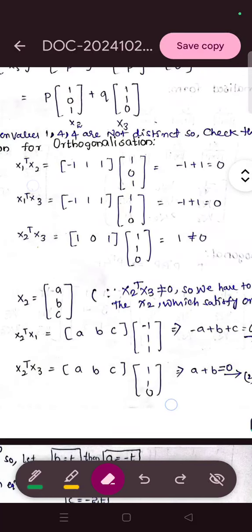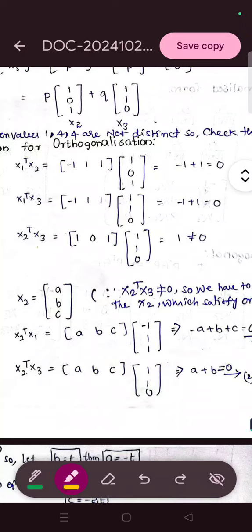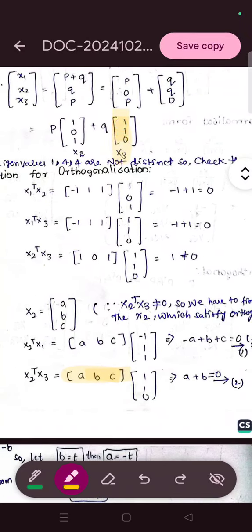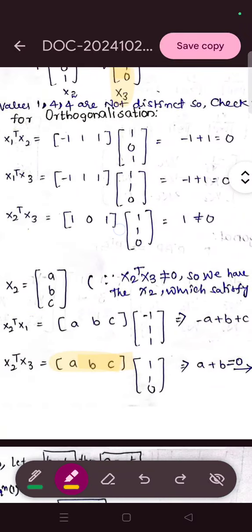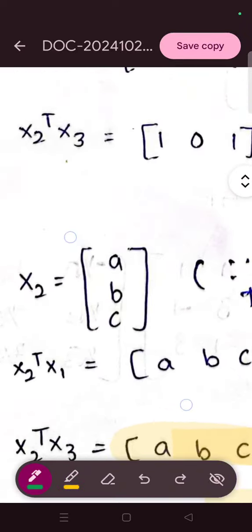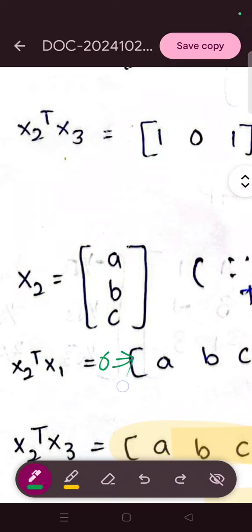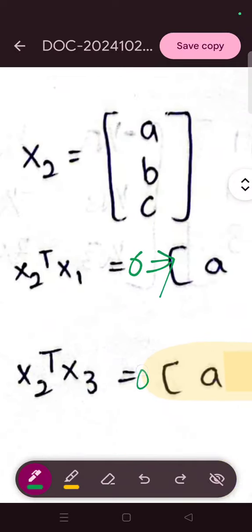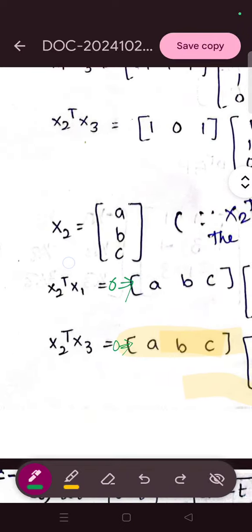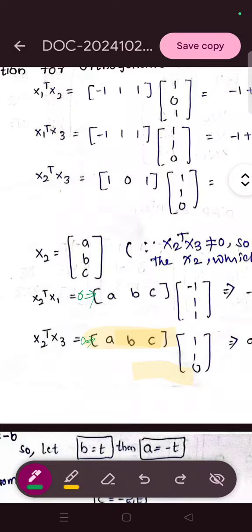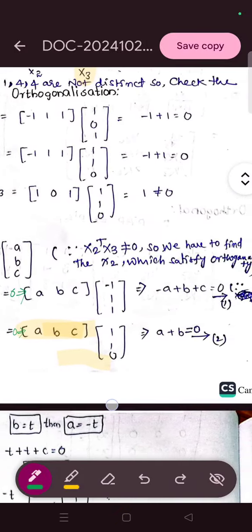Remaining case is x2 x3. So x2 we have a, b, c, and x3 simply we have this, right? So this is x3: 1 1 0. If we multiply a, b, c and 1 1 0, we get a plus b plus c equals 0. So x2 and x1 are orthogonal, and x2 and x3 are orthogonal, right? Make them orthogonal simply. So for that we get a plus b equals 0.